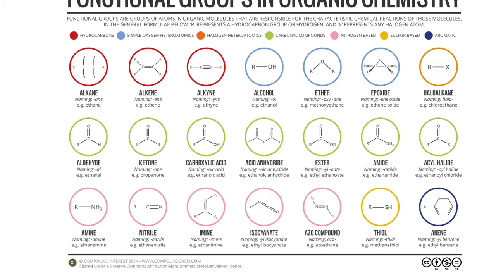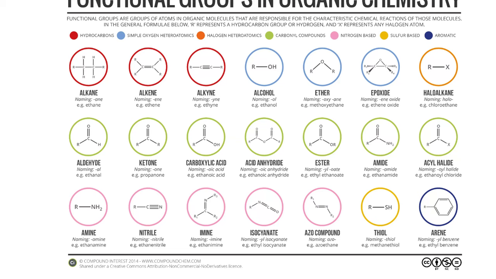So if you have an OH group attached to a carbon, it's an alcohol. If you have an oxygen between two carbons, that's an ether. And ethers behave differently. Ethers have much lower boiling points than alcohols of the same size because they don't make hydrogen bonds.